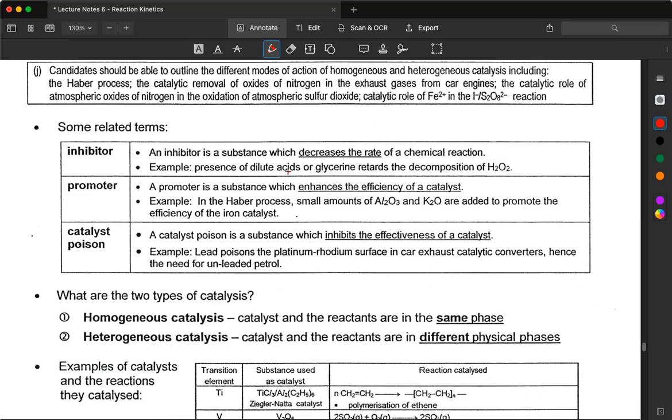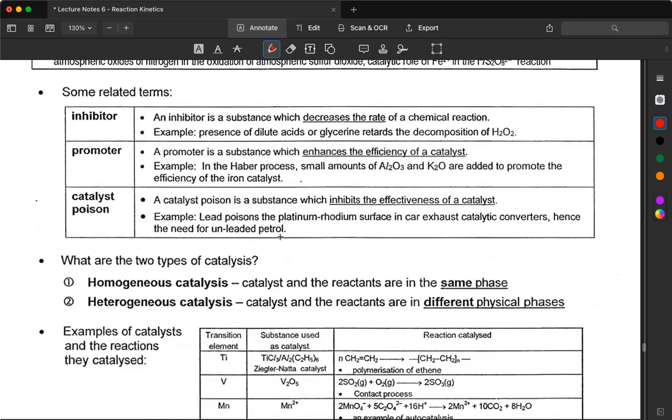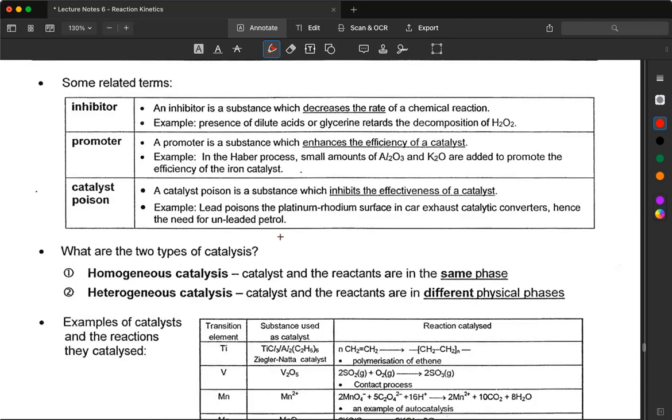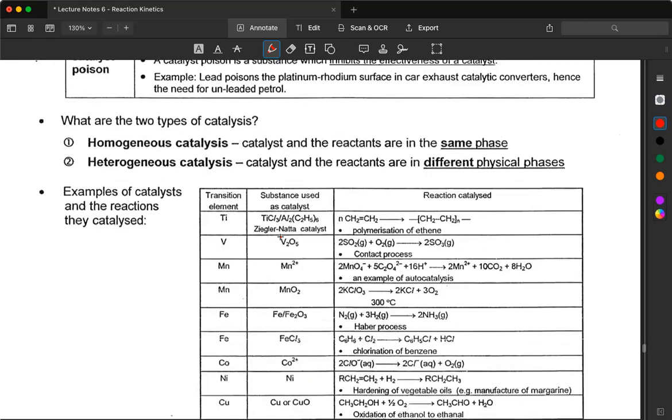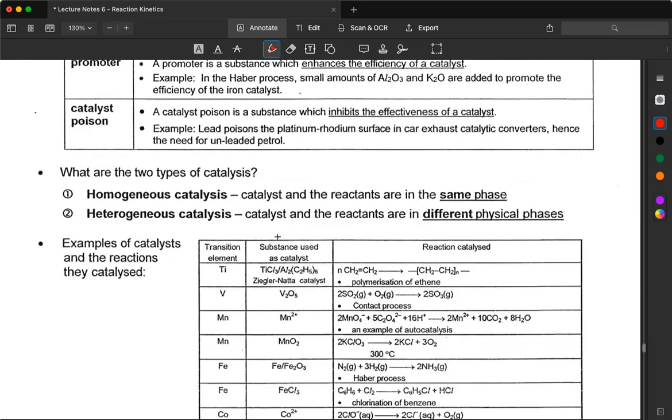Yeah, there's such a substance. Promoter means there's already a catalyst in place, but the promoter is there to enhance it further. Okay. Catalyst poison means it will inhibit the effectiveness of a catalyst. So it will directly attack the catalyst to make it less effective. There are two types of catalysts. Catalysts is the plural, catalyst is singular.